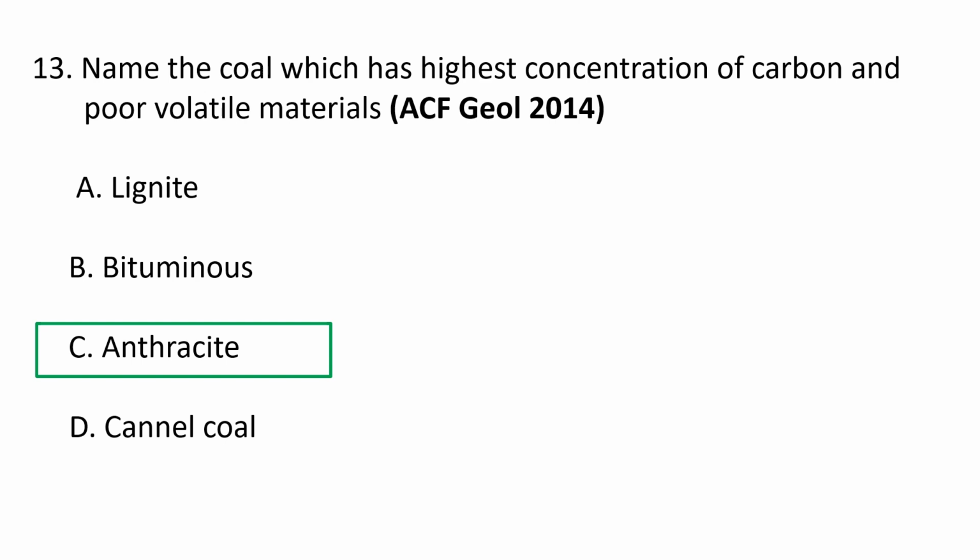Anthracite is the best quality of the coal, which carries roughly around 80 to 95% of carbon content, and it ignites slowly with a blue flame, and it has the highest calorific value, and it is found in small quantities in Jammu and Kashmir. So, C. Anthracite is the correct option.